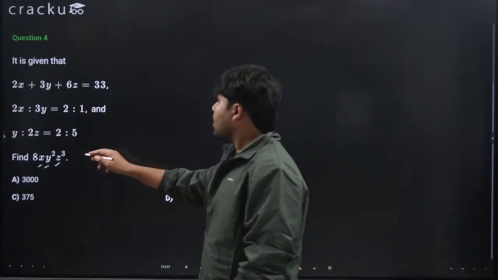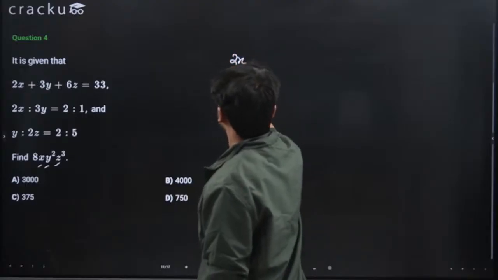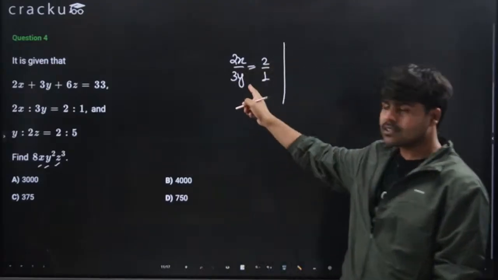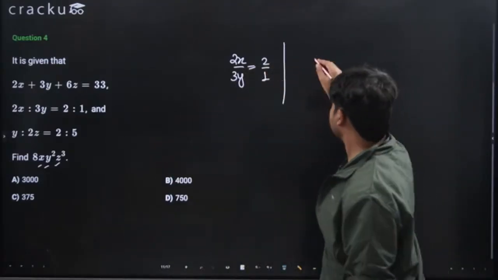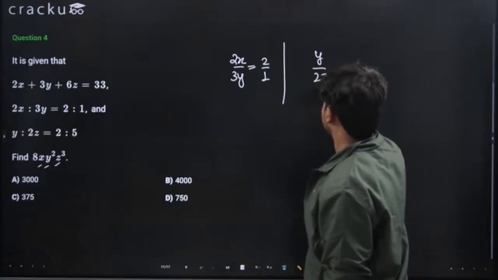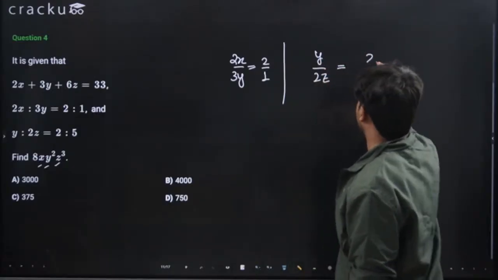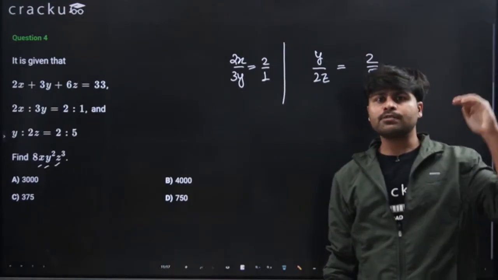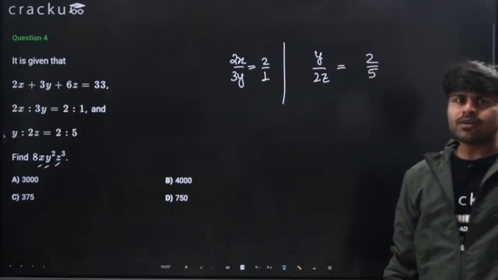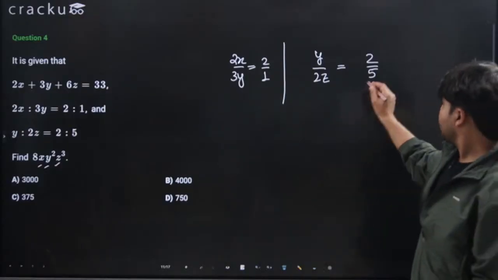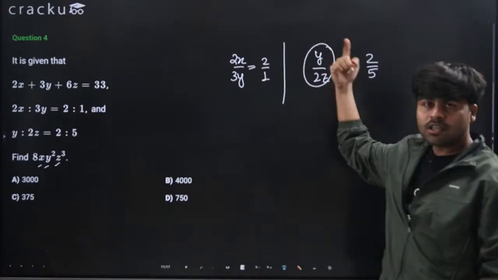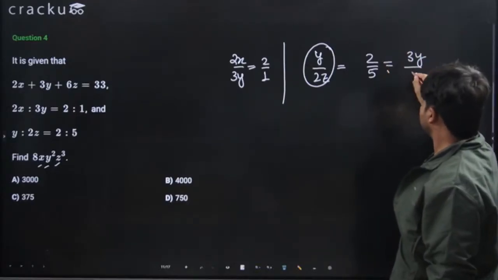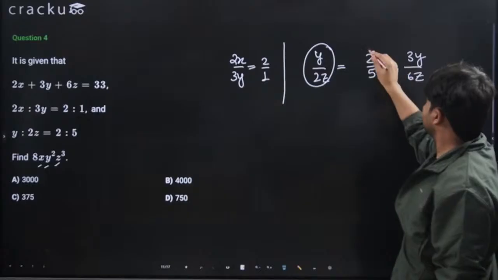So let's see. Again, first of all, we are given that 2x over 3y is equal to 2 ratio 1 or 2 upon 1. This is the first thing. The second thing that we have is y over 2z is equal to 2 ratio 5 or 2 over 5. Now we know that multiplying both the numerator as well as the denominator by some constant should not change the value of the ratio, right? So we can multiply both the numerator and the denominator by 3. This will give us 3y over 6z is equal to 2 ratio 5.